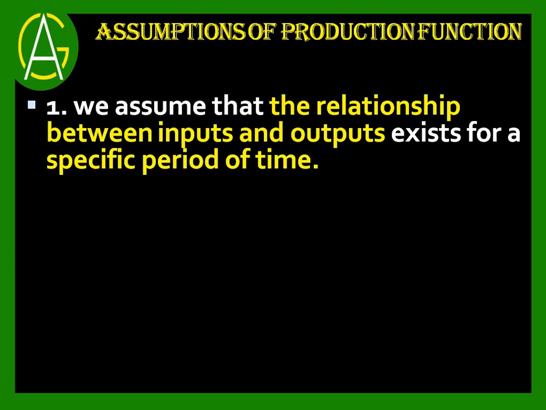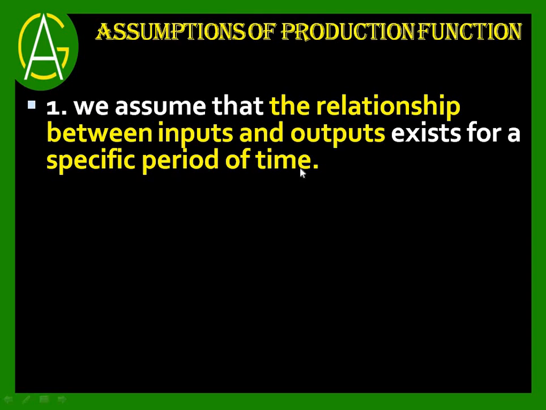Now assumptions of production function. The first assumption is, we assume that the relationship between input and output exists for a specific period of time. That means we have to produce maximum output with limited input, but within how much time? That time period must be fixed. It can be 1 month, it can be 6 months, it can be 1 year. Say for example we have fixed a time period of 1 month. So within that 1 month, limited input must have generated maximum output.